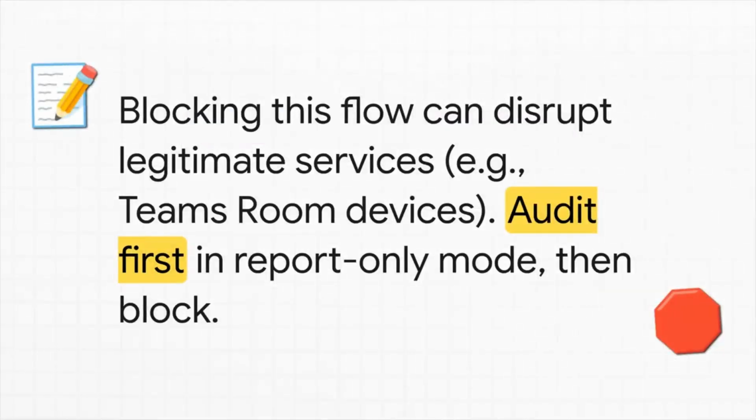Now, a really important word of caution here. You can't just go and flip that switch. Some legitimate things, like the hardware in your conference rooms or certain admin scripts, actually depend on this flow. So the key is to audit first. Run your policy in report-only mode, see what it would have blocked, create your exceptions, then you flip the switch to enforce it.